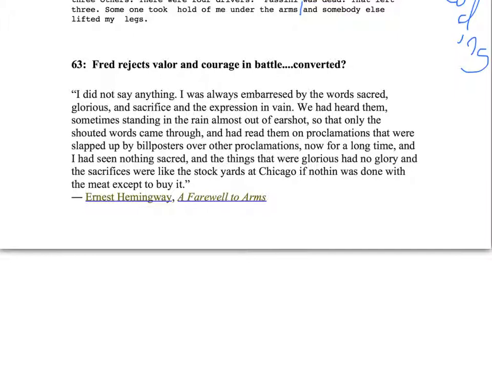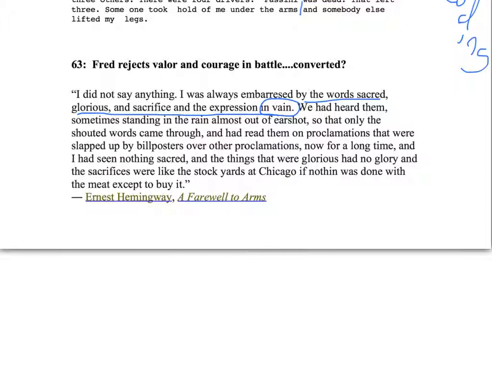I did not say anything. I was always embarrassed by the words sacred, glorious, and sacrifice, and the expression in vain. We'd heard them, sometimes standing in the rain almost out of earshot, so that only the shouted words came through. We'd read them on proclamations that were slapped up by bill posters over other proclamations, now for a long time, and I hadn't seen nothing sacred in the war. And things that were glorious had no glory, and the sacrifices were like the stockyards of Chicago if nothing was done with the meat except to bury it.